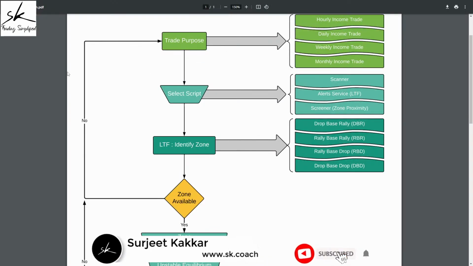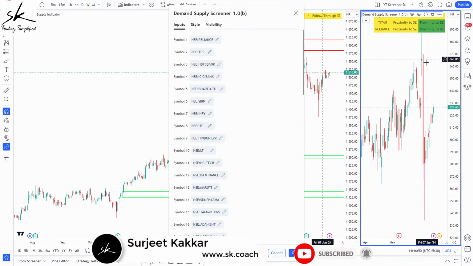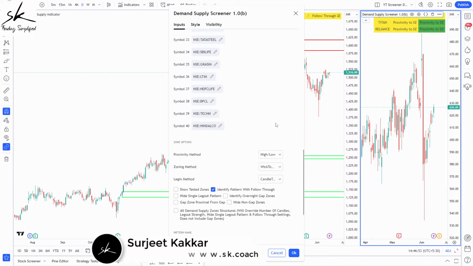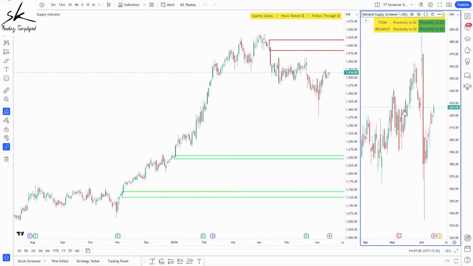So that's alerts. Similarly, we have another tool which is called the screener. Here you can see I've applied the screener to one chart and I've given 40 symbols. And then I'm telling the screener that out of 40 symbols, find the symbols where the proximity of the current candle is within 1% to a demand area or a supply area. Now the screener is telling me that yes, you have given me 40 symbols, but you don't need to analyze these 40 because only on these two we are close to demand areas. That is why they are highlighted.